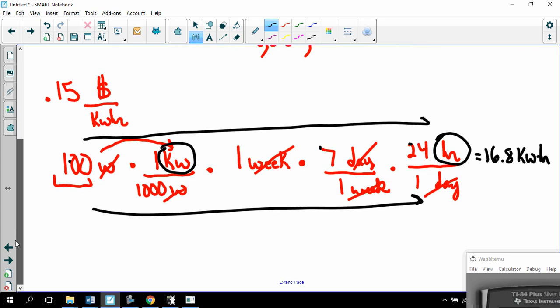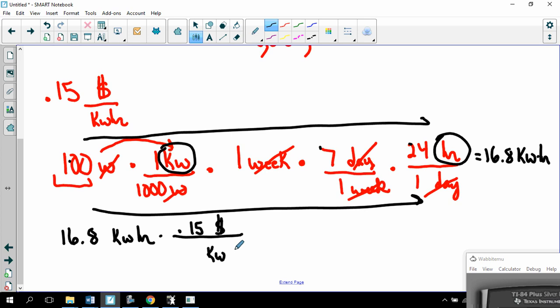Now, if you know the kilowatt hours, 16.8 kilowatt hours times 0.15 dollars per kilowatt hour. The kilowatt hours cancel, the hours cancel, just leaving me with dollars. 16.8 times 15 cents is $2.52. 252, put the dollars back out front like a regular person, and then you're done.